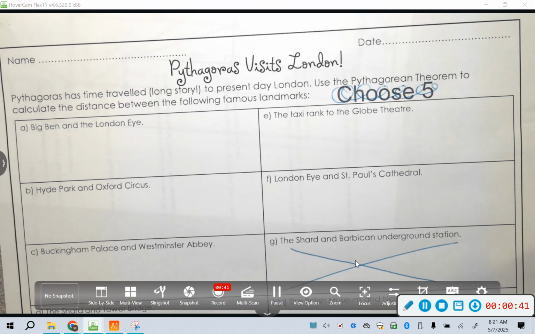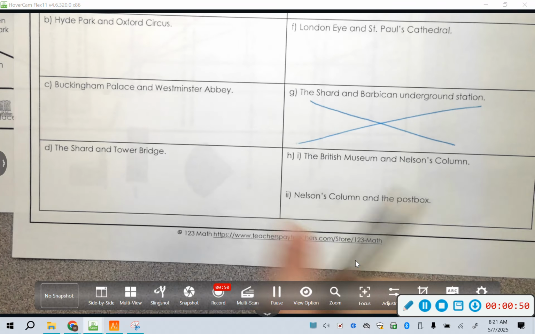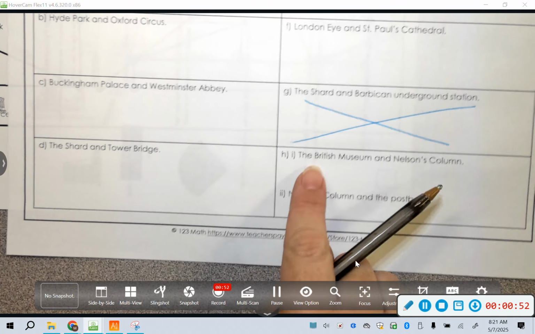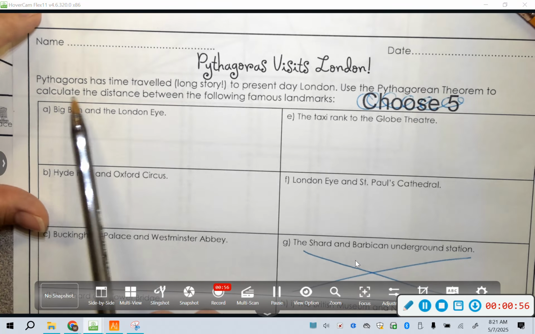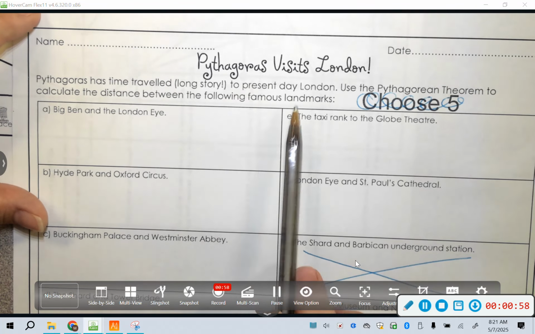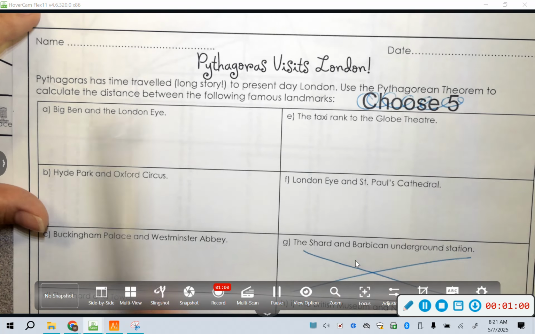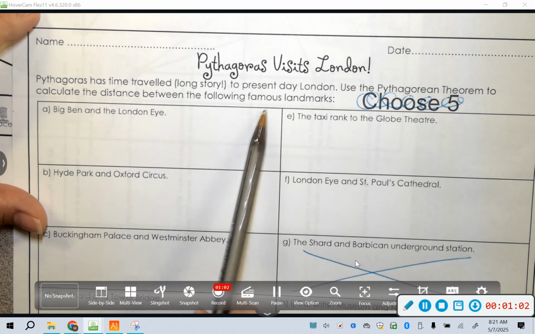The bonus questions are kind of a lot to think about. And I'll give y'all some hints. But again, they're bonus. Do you have to do them? No. Okay, so looking here, we're going to do D, H in the 2 parts of H. So knowing that, it says Pythagoras has time traveled, long story, to present-day London. Use the Pythagorean theorem to calculate the distance between the following famous landmarks.